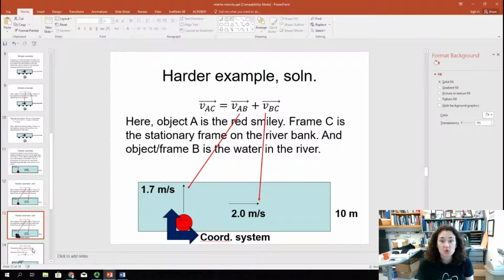Okay, let's choose a coordinate system. If I choose the origin of the coordinate system as where the red smiley guy first jumps in the water to swim across the river, then that's a decent choice. I'm going to have my x direction being parallel to the flow of the water in the river, and my y direction being parallel to the direction that red smiley is trying to swim, straight across the river. So that's my coordinate system choice there that I'm making.